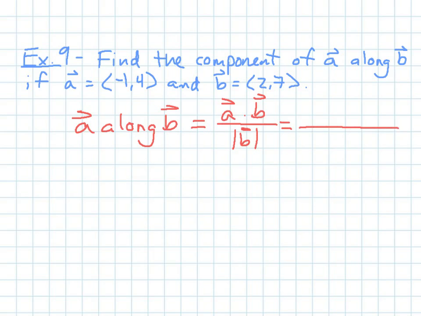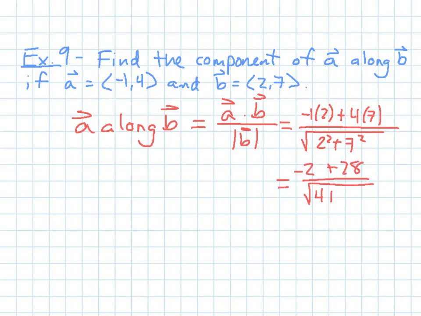So dot product, -1 times 2 plus 4 times 7. And then the magnitude of B would be the square root of 2 squared plus 7 squared. So I get -2 plus 28, and then 4 plus 49. So 26 over the square root of 53. And so that would be my component of vector A along vector B. Okay? Have fun.